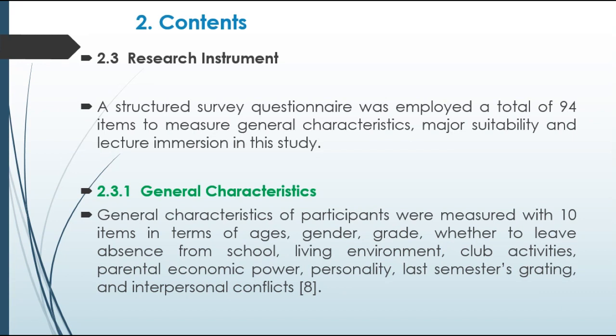2.3 Research instrument. A structured survey questionnaire with a total of 94 items was employed to measure general characteristics, self-determination, major stability, and lecture immersion in this study. 2.3.1 General characteristics. General characteristics of the participants were measured with 10 items: age, gender, grade, whether living away from school, living environment, club activities, financial power, personality, last achievements, team projects, and interpersonal conflicts.